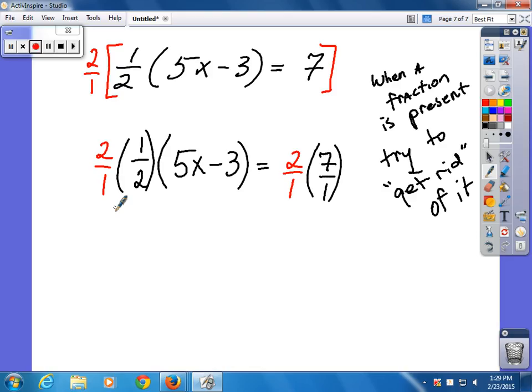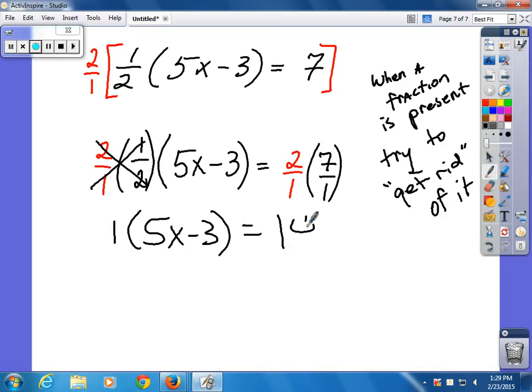So what happens here? That gives you a 1 equals what? 14. Now, at this point, you don't need to worry about the 1 in front, because 1 is what we call the multiplicative identity. Impress your friend. A positive 1 is the multiplicative identity, meaning that whatever you multiply by 1, you're going to get what? You're going to get the same answer.